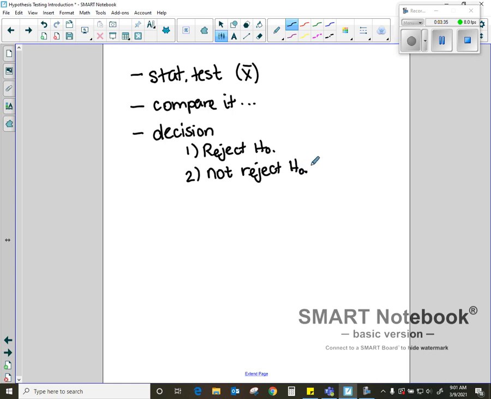We don't ever use the word accept. If we do not reject the null, it's kind of like accepting it, but we don't ever use the word accept. We either say that we believe the null is wrong and we're going to walk away from it, or we say the null is not wrong, so we're not going to walk away from it. When we draw a conclusion or make a decision, there are always two correct ways we can make a decision, and there are two ways that we can make a mistake.